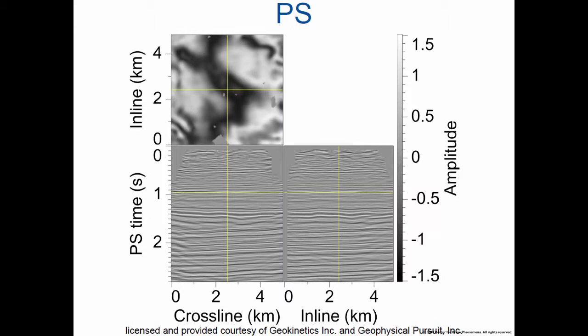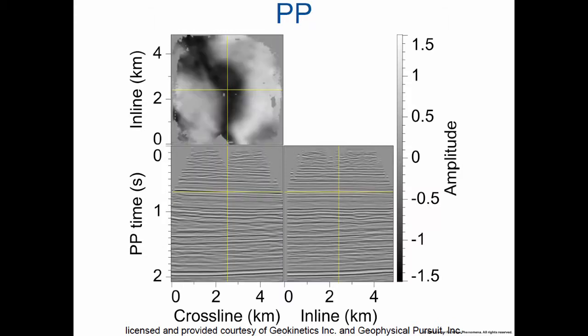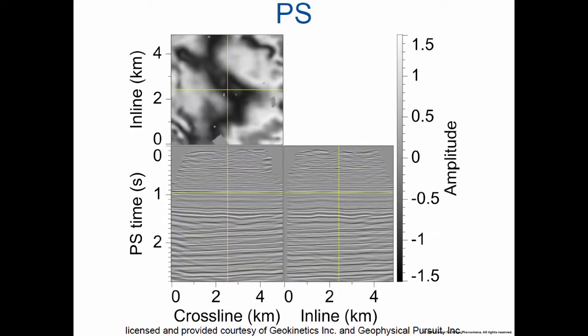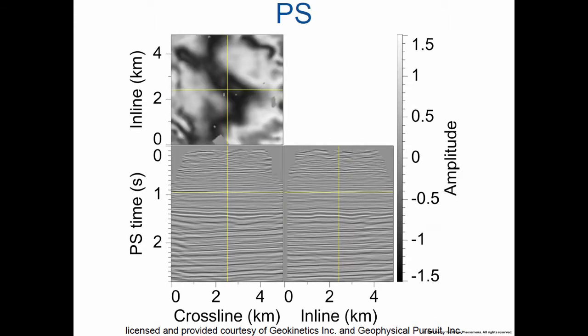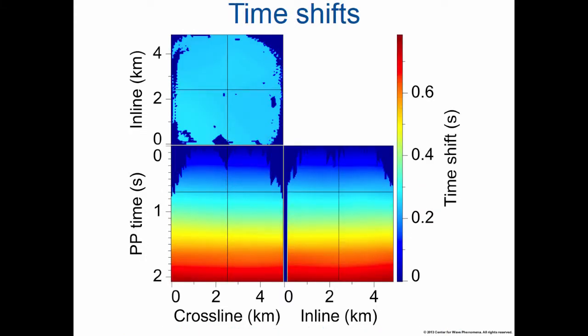Note that events in these images are approximately visually aligned because I've chosen a timescale for the PS image to make that so. The PP image is displayed down to about 2 seconds and the PS image down to about 2.8 seconds. Note that the PS image is pretty different than the PP image. It's not simply a time-shifted version of that PP image. And so we use smooth dynamic image warping to compute time shifts.